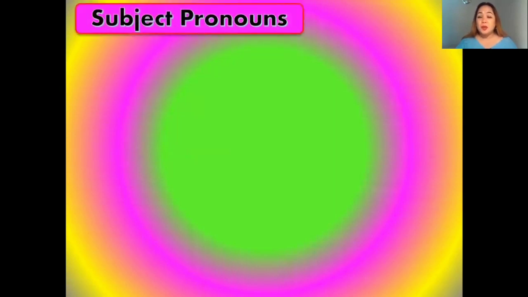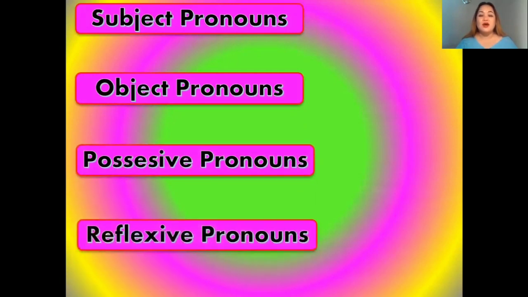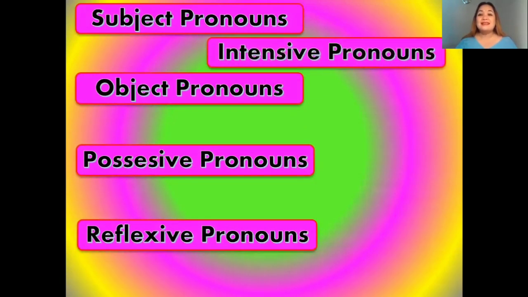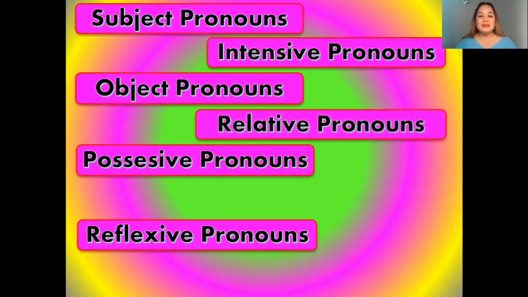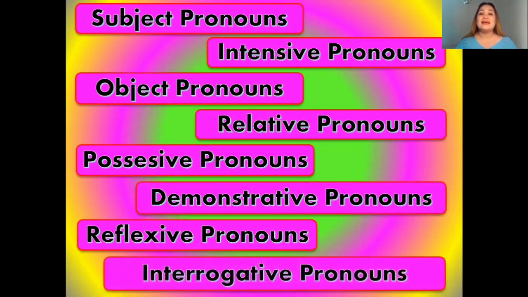So those are the 8 types of pronouns. The subject pronouns, object pronouns, possessive pronouns, reflexive pronouns, intensive pronouns, relative pronouns, demonstrative pronouns, and interrogative pronouns. So that's it. I hope you learned something from our lesson today.